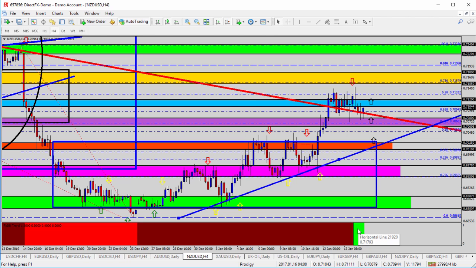Again, take a look. Forex Black Book turning green this week could be our first clue that we're seeing a longer term shift in momentum here for the New Zealand dollar this week.